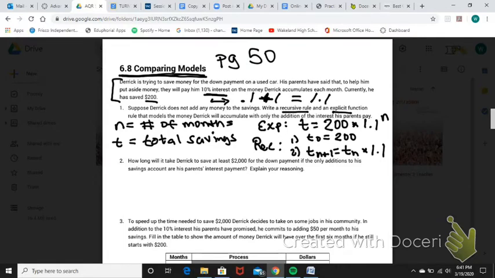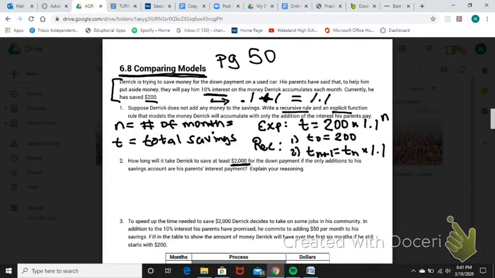So let's take a look at number 2 and get into a problem of this. It wants to know how long it will take Derek to save at least $2,000 on a down payment with only the additions to his parents' interest payment. It wants us to explain our reasoning as well.